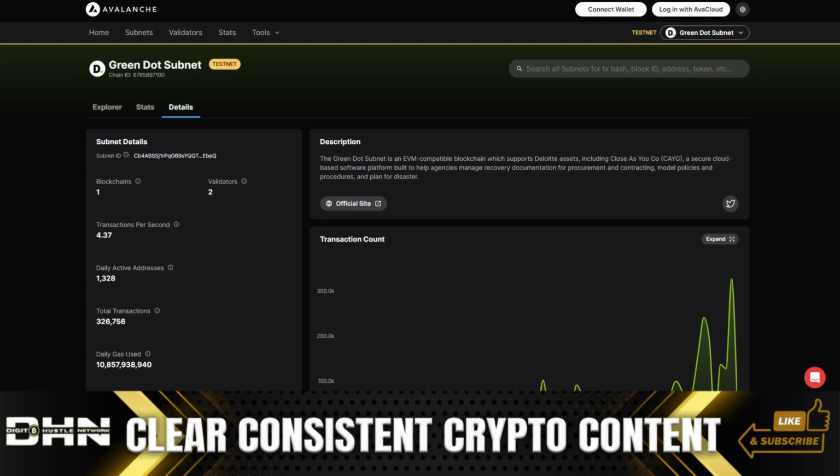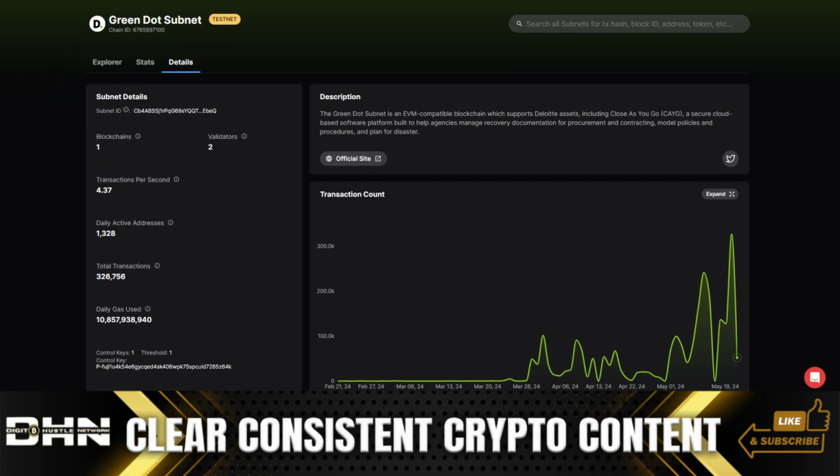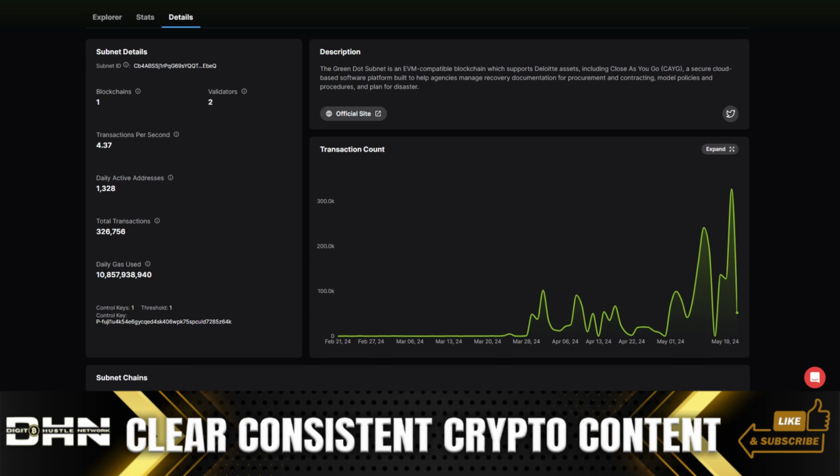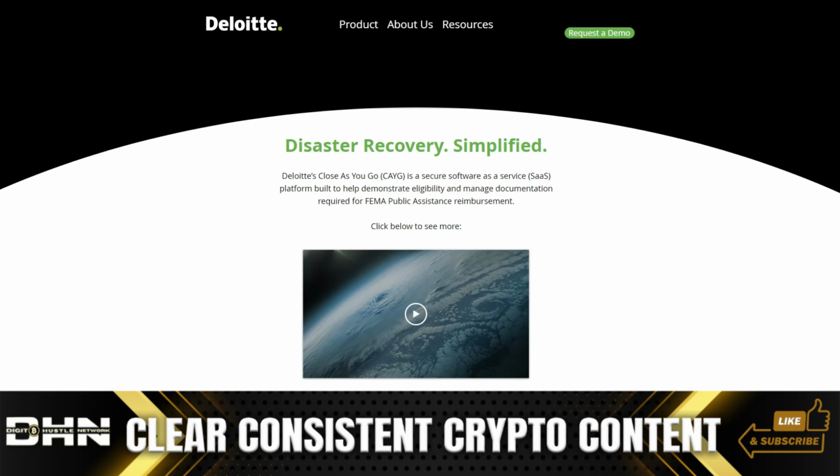This is the Deloitte that you may be familiar with, and they're using the Avalanche network. They're using one of these subnets to build out a close-as-you-go secure cloud-based software platform to help agencies manage recovery documentation for procurement and contracting, model policies and procedures, and plan for disaster. This is disaster relief funds on the blockchain. Very, very interesting, ladies and gentlemen.